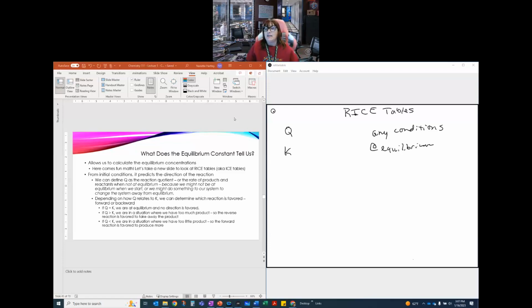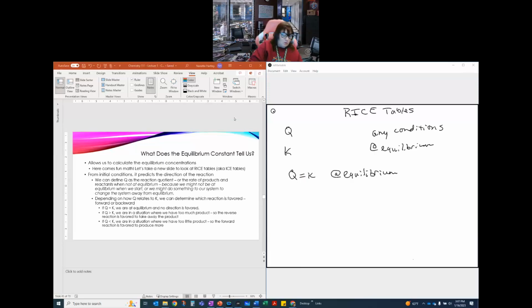We have no idea. And that's why we're calculating Q, is to see, is it bigger than K, smaller than K, equal to K? Those are things that we want to do. We want to be able to compare Q to K. If Q is equal to K, we're at equilibrium. So the forward reaction is going to happen, the reverse reaction is going to happen in the exact same way it's always happened. We're not going to see any changes, so Q is equal to K.